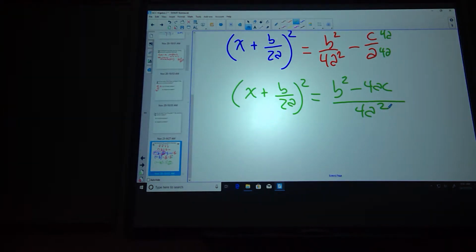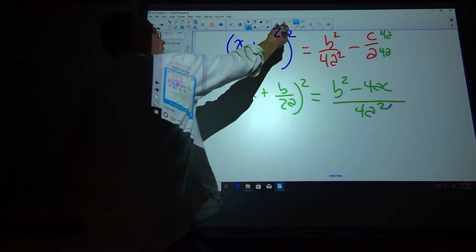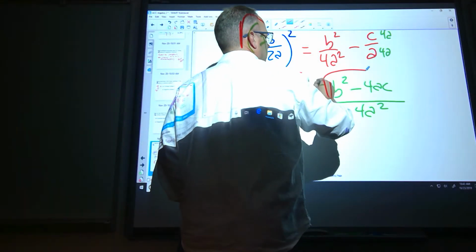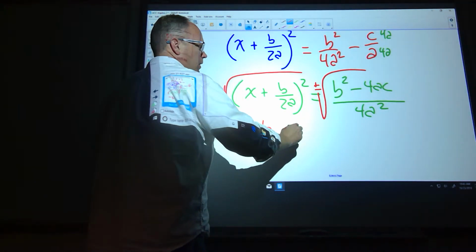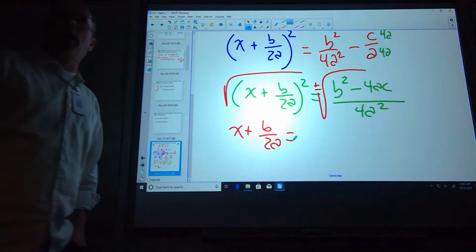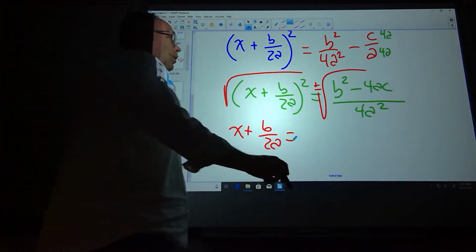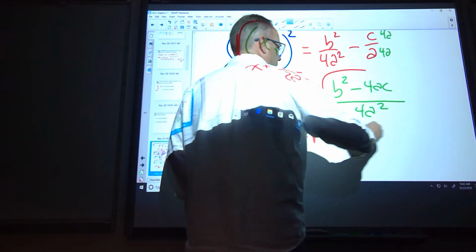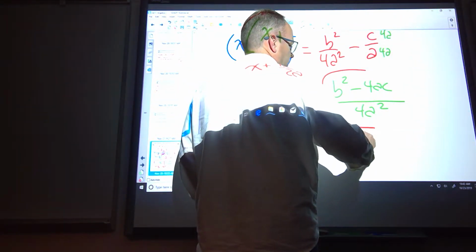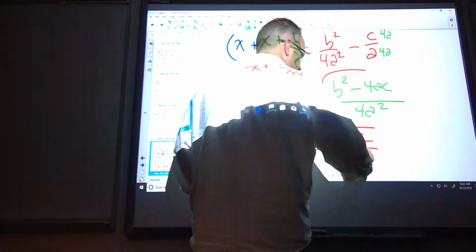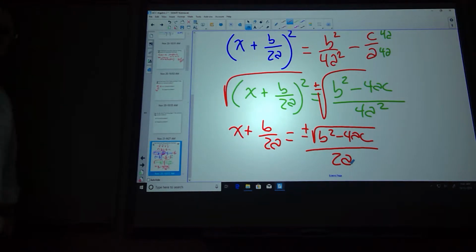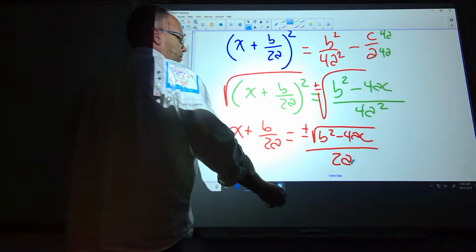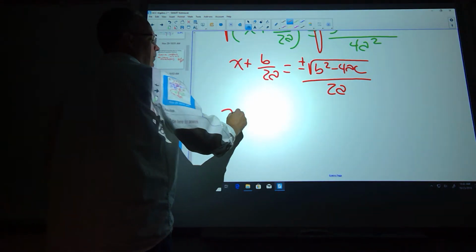Okay, how do I get x by itself? Square root. Don't forget the plus minus. So I get x plus b over 2a. Is 4a squared a perfect square? So what's the square root of 4a squared? 2a. Agree with that? That makes sense so far? Now I can get x by itself. I can subtract b over 2a from both sides.